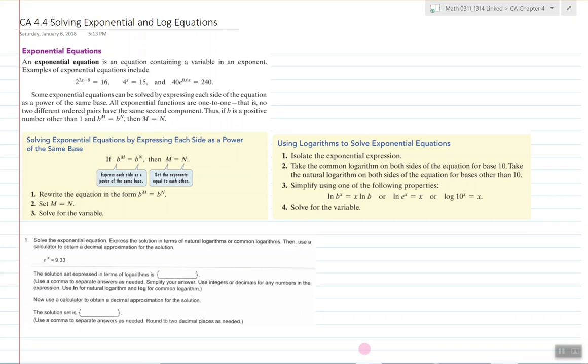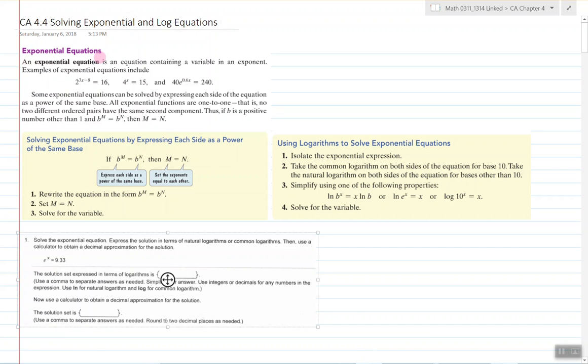This is lesson 4.4, and in it we're going to solve two kinds of equations. We're going to solve exponential equations and we're going to solve log equations, and they each have a process that's very helpful described in this video for you to solve them. First of all, a definition.